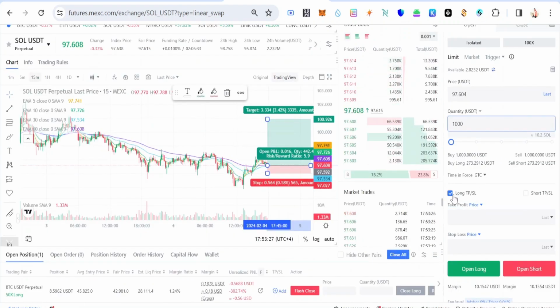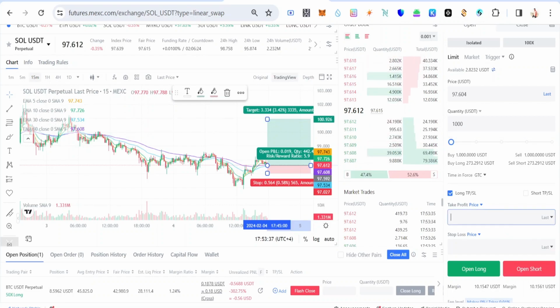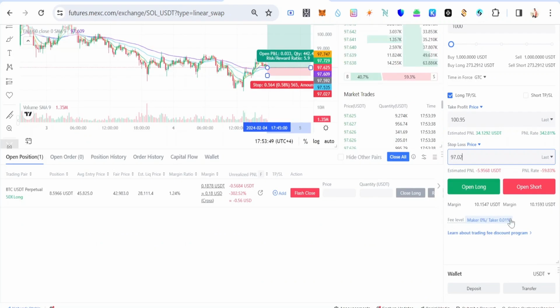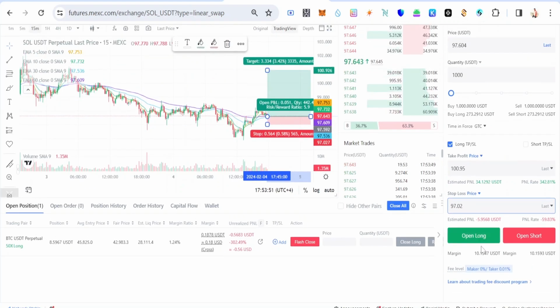And now over here, click on take profit and stop loss. Here you will need to set the take profit at, let's take an example, 100,955. So you put in the amount like 100.955, and the stop loss would be over here, which is 97.02. Now simply go ahead and open this long position.